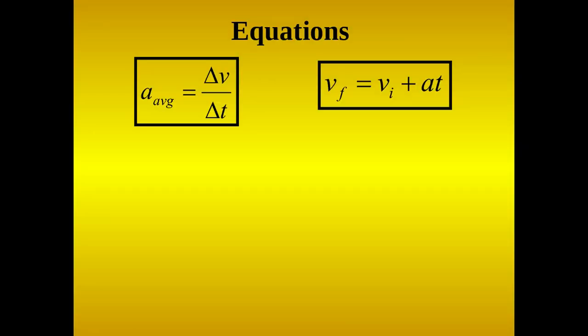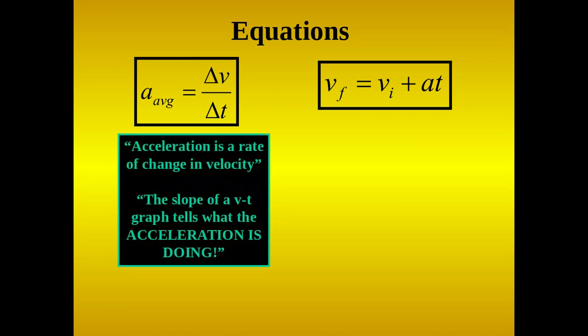We have 2 equations that we can use when talking about acceleration. So the first is that your average acceleration equals the change in your velocity over the change in your time. Remember that triangle, that delta sign means change. Acceleration is the rate of change in velocity. When you see the word rate, rate means time. Every single time that we talk about rate, that we talk about these equations, you will hear me ask you that. Rate means time.